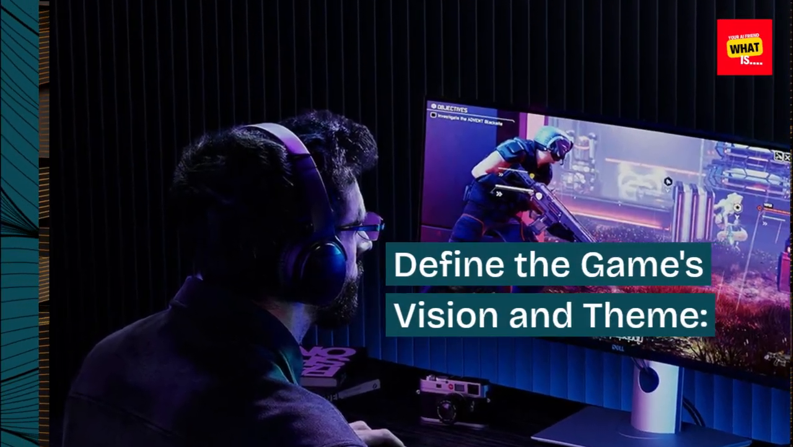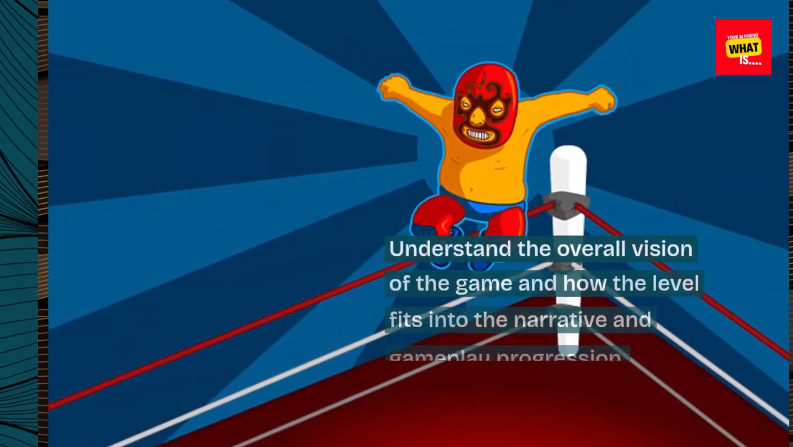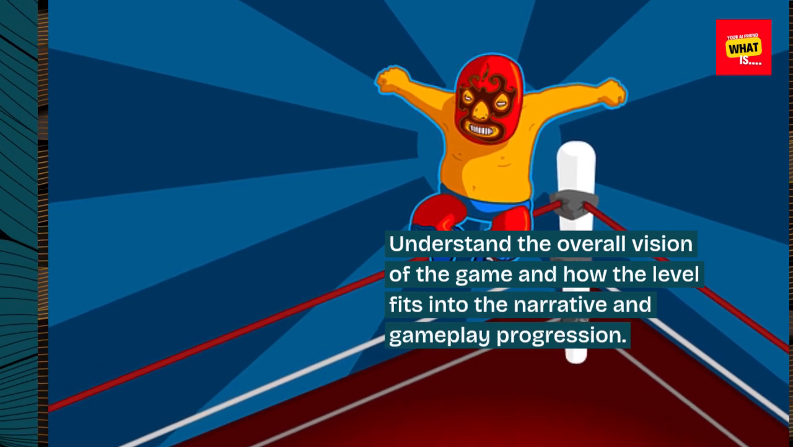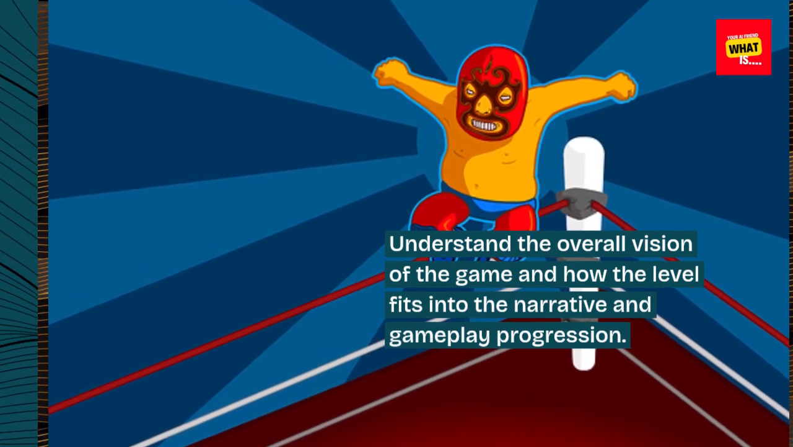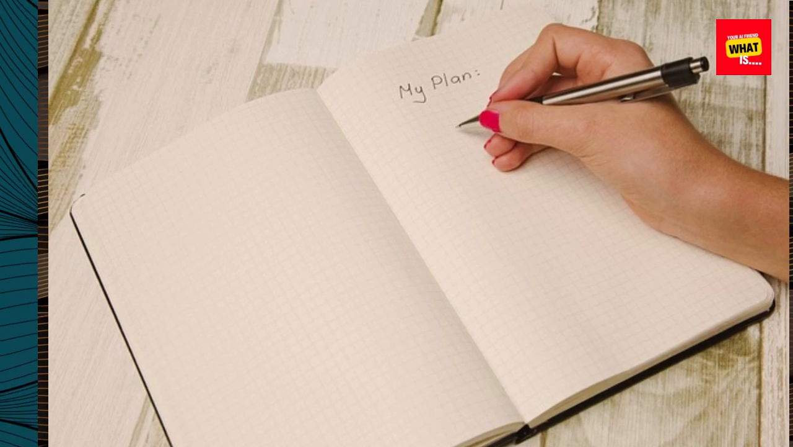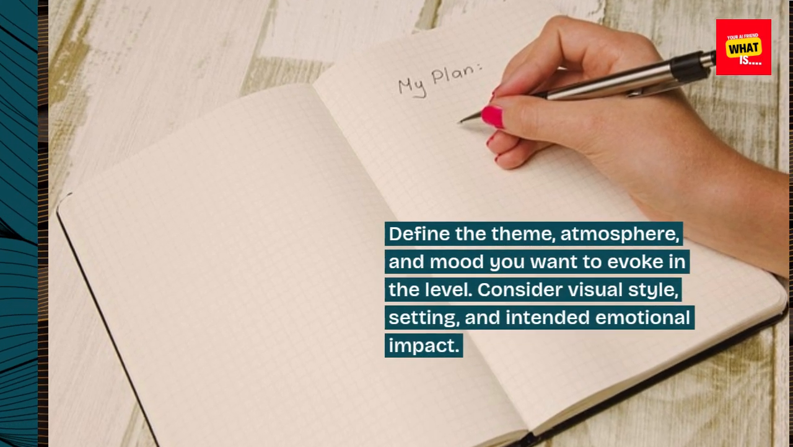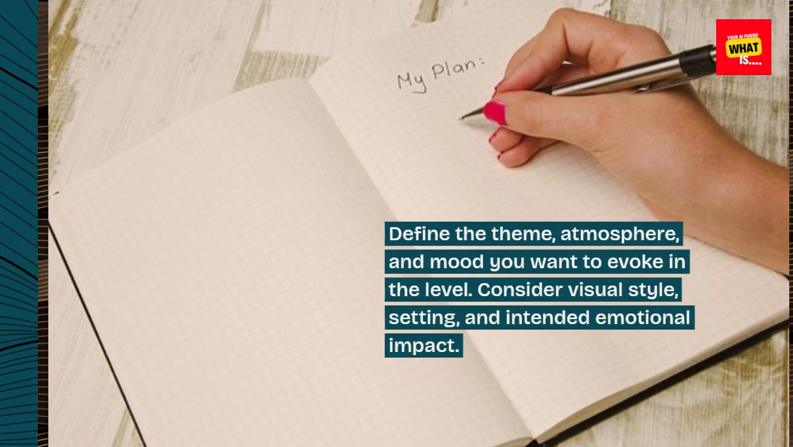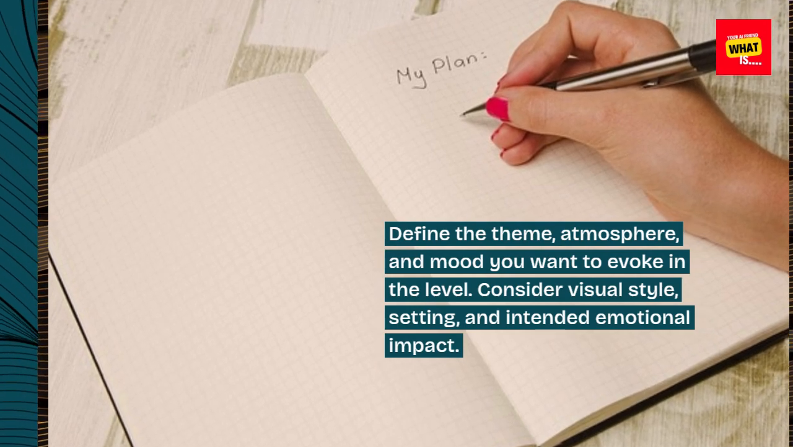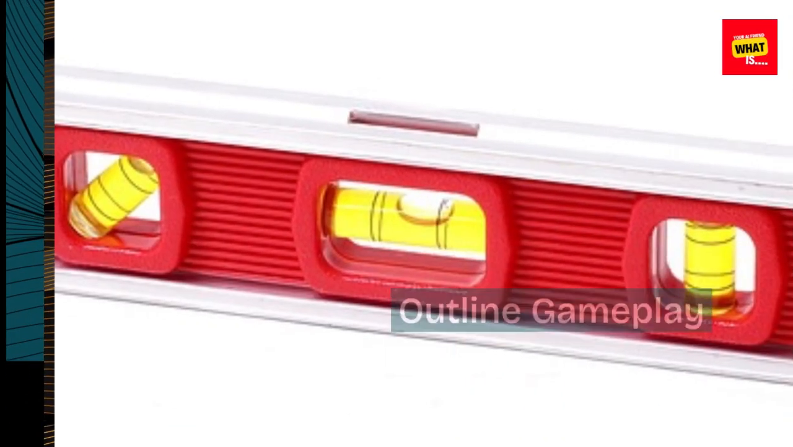Define the game's vision and theme. Understand the overall vision of the game and how the level fits into the narrative and gameplay progression. Define the theme, atmosphere, and mood you want to evoke in the level. Consider visual style, setting, and intended emotional impact.